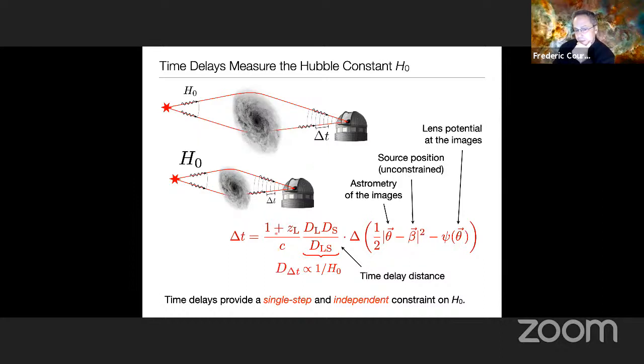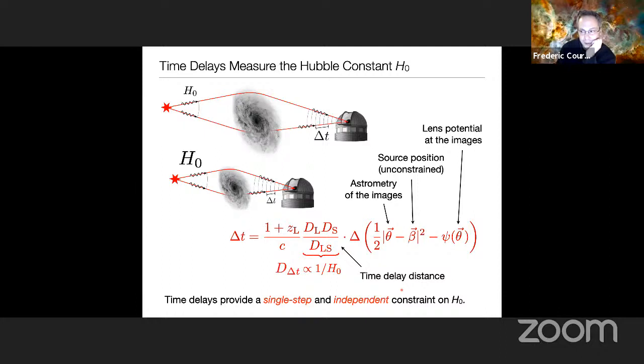So if you manage to measure the lens redshift and measure the time delay, then you get H naught through this distance. Now, what's important is that it's really a single step method. It's not a ladder like supernovae, Cepheids, and so on. And it's also completely independent of any other method. So that's why the method is getting more and more popular, because it's really a true independent probe of the late universe cosmological probes.